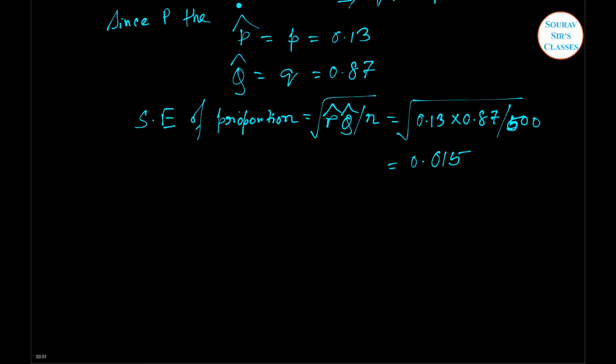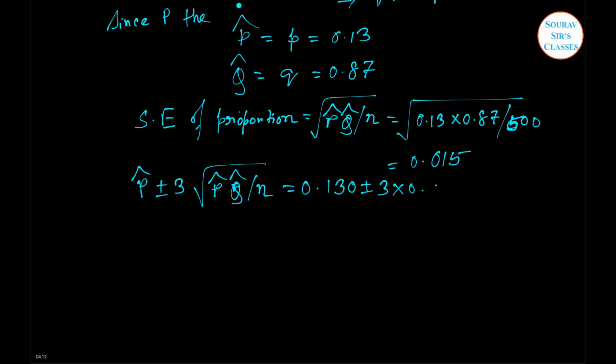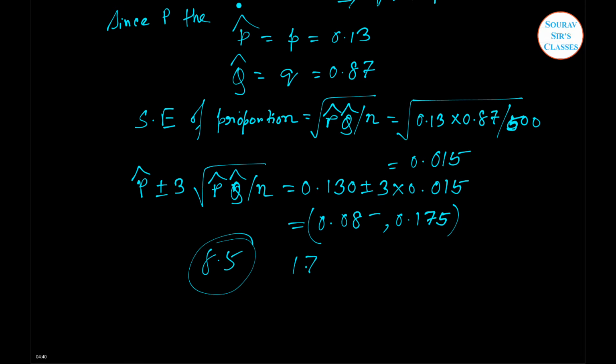Thus, the limits for the proportion of bad pineapples in the consignment are p cap plus minus 3 root over p cap q cap by n equals 0.130 plus minus 3 into 0.015, that equals 0.085 and 0.175. Hence the percentage of the bad pineapples in the consignment lies almost certainly between 8.5 and 17.5.